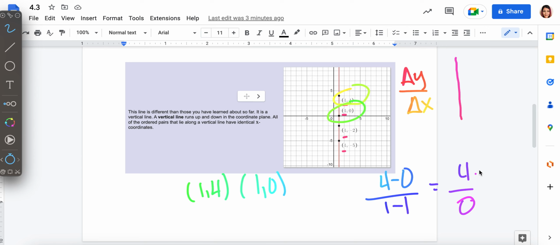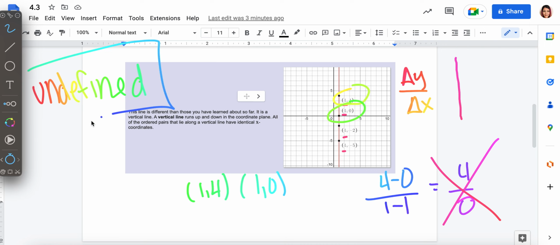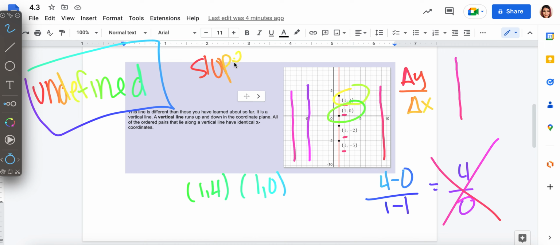4 divided by 0. We cannot do this. You cannot divide by 0. So the slope of this one is undefined. Okay? It's undefined. There is no slope on a vertical line. Every time you have a vertical line, no matter where it is on the graph, it's always going to be undefined. Okay? So the slope is undefined.